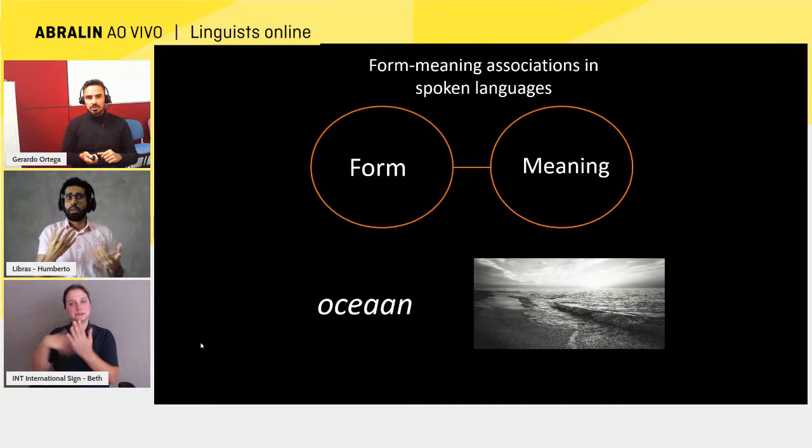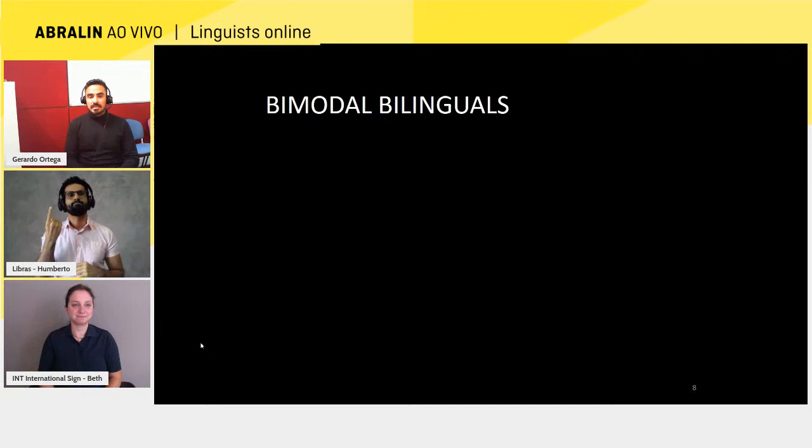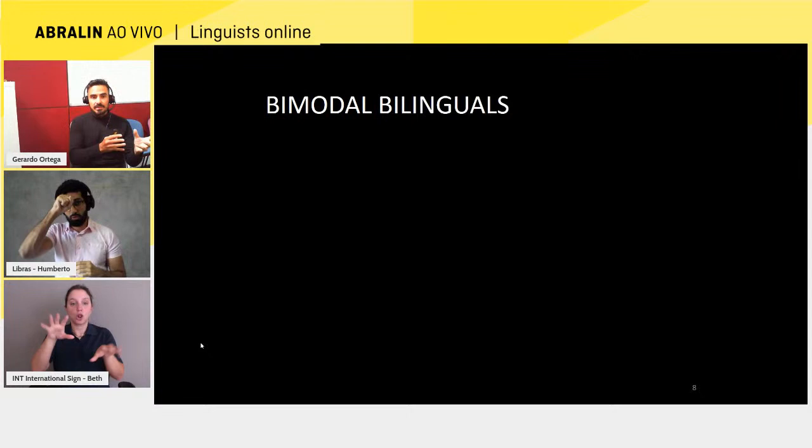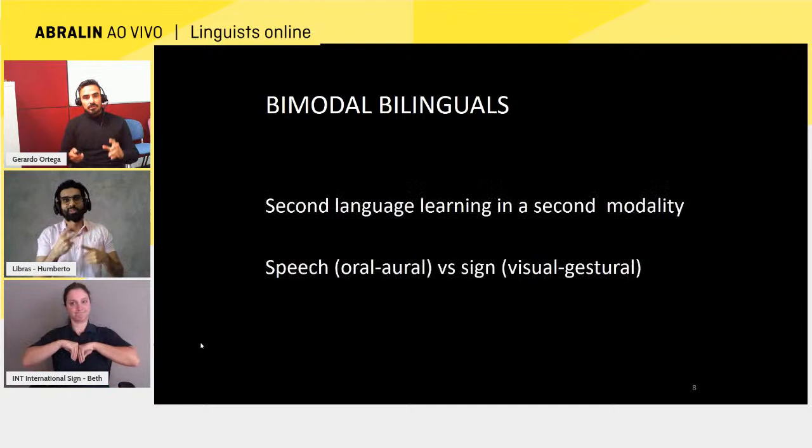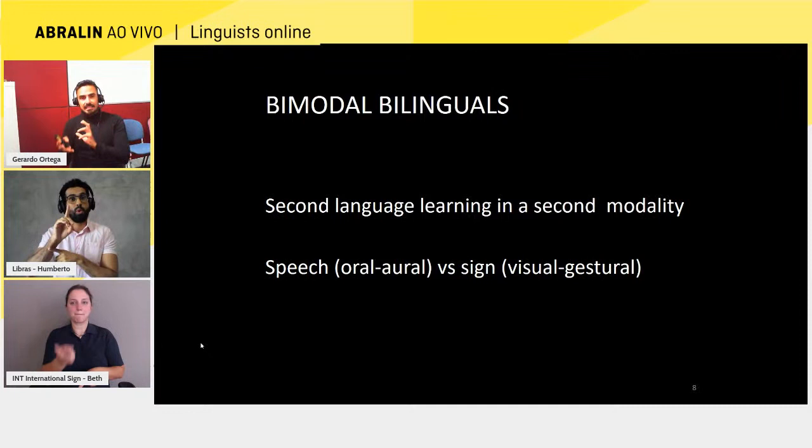So one of the most fascinating topics in bilingualism is that of bimodal bilinguals. In this talk, I will use this term to refer to hearing people who learned a spoken language natively, and then go on to learn a sign language as a second language. We say that they are bilinguals because they're learning a second language, but some people also call them bimodals because they are learning a second language in a different modality.